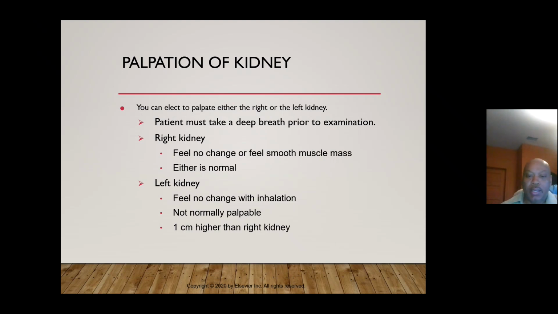And this is, of course, in figure 22.22b. Then we push the right hand deep into the abdomen. Remember, the palpation here must be deeper. And then we ask the patient to breathe deeply. Of course, there should be no changes felt or palpated upon inhalation. So that's how you would assess both the left and right kidneys.